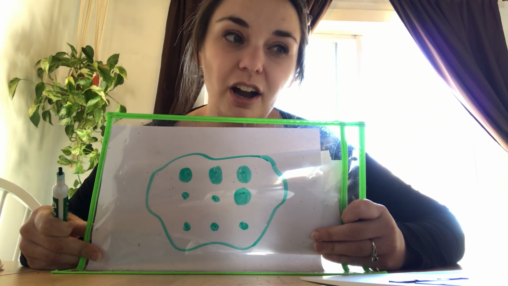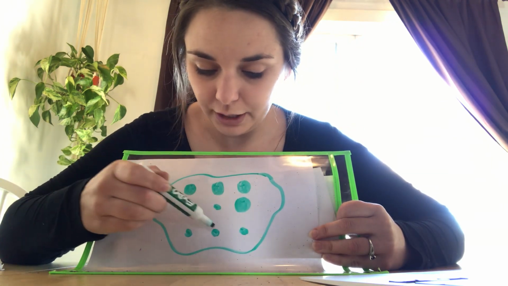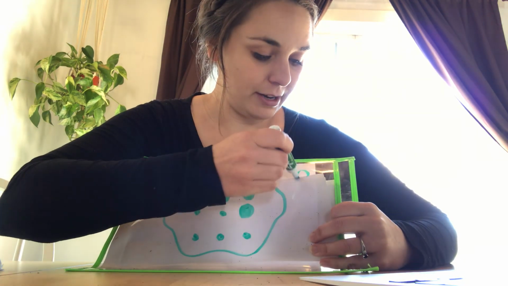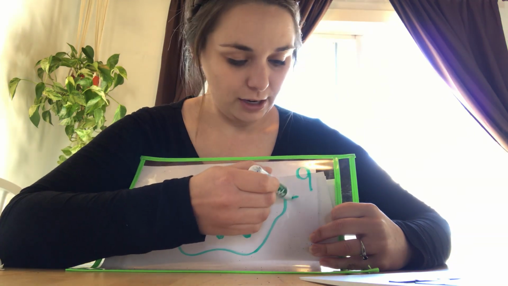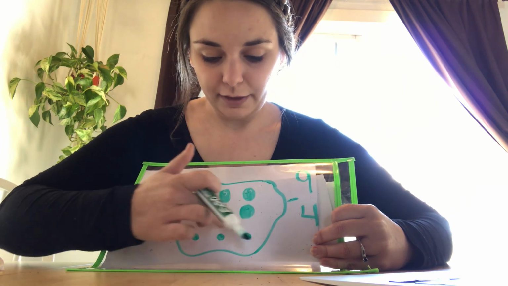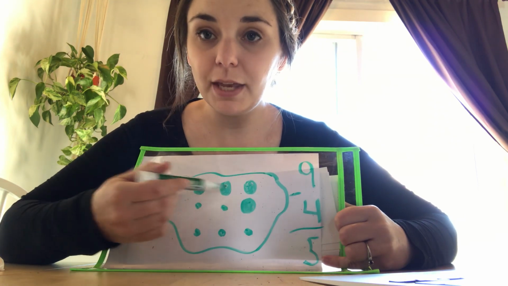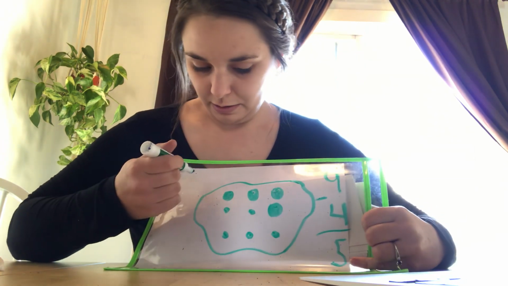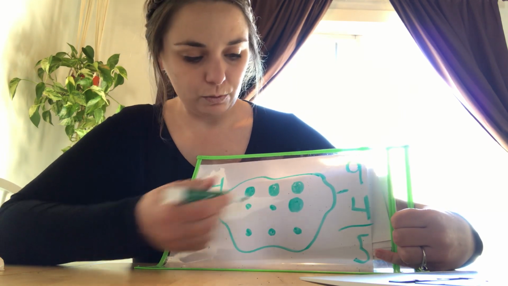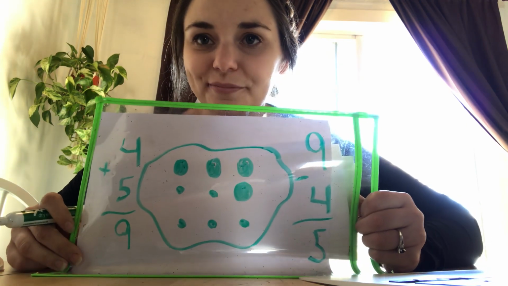So how many of the frogs are little? Let's count. 1, 2, 3, 4, 5. Good job. We know if there were 9 frogs, and if we take away the 4 that are big, 1, 2, 3, 4, all that we have left is the 5 that are small. We could also add up the big plus the little. 4 big plus 5 little equals 9 total frogs. Can you write that down?